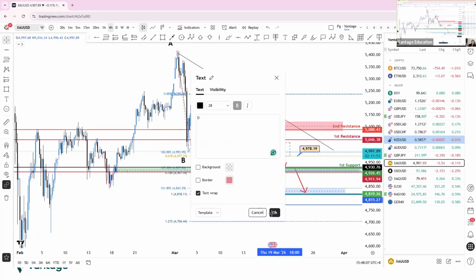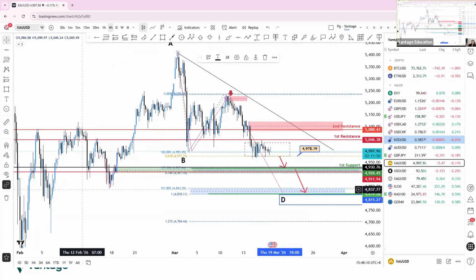This is for the swing trade, not for the day trade.